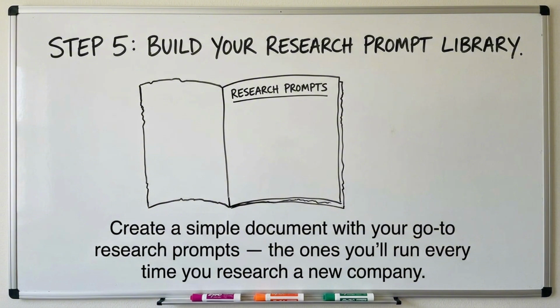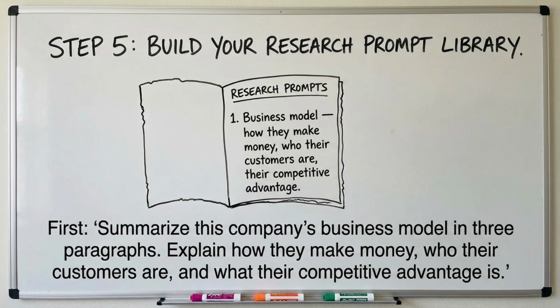Here are 5 that work consistently well. First, summarize this company's business model in 3 paragraphs. Explain how they make money, who their customers are, and what their competitive advantage is.